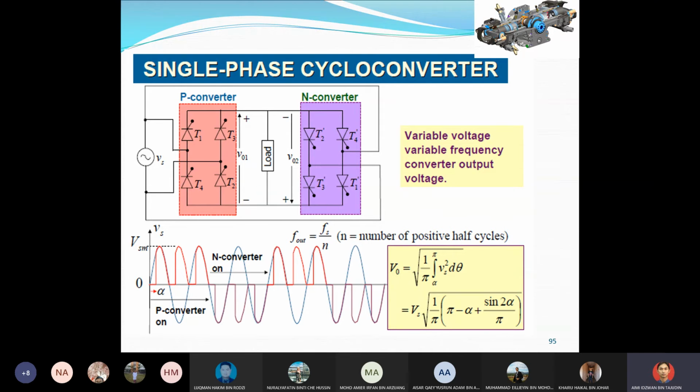So, waktu kamu belajar AC to AC converter, apa yang kamu belajar sebenarnya waktu Power E? Sebab bila kita melibatkan frekuensi, frekuensi is important lah. So, nama lain yang komplit untuk AC yang boleh ubah voltage dan frekuensi adalah cycloconverter. So, tak pernah dengar langsung cycloconverter ni.